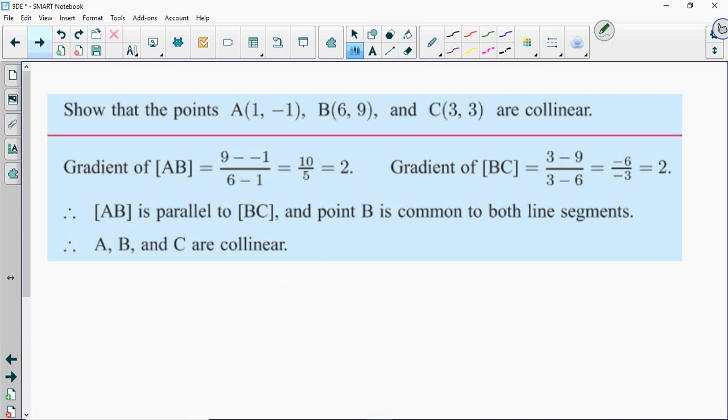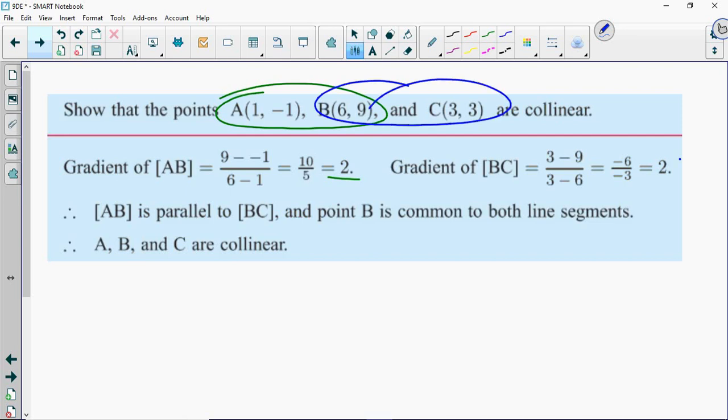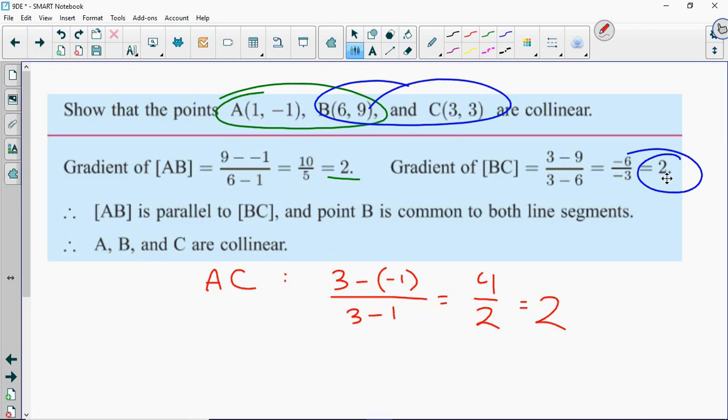So here's an example of how we could do that. Again, it's just putting stuff into the gradient formula from the previous video. They chose AB here, and then they did BC here. They got the same answer, so therefore they're collinear. But they could have also done AC, and you'll get the same slope there. So which two pairs of points you want to pick, it doesn't matter.